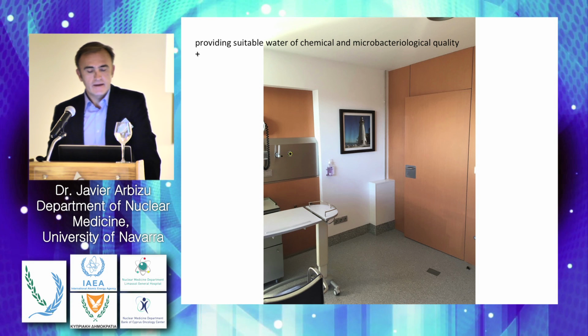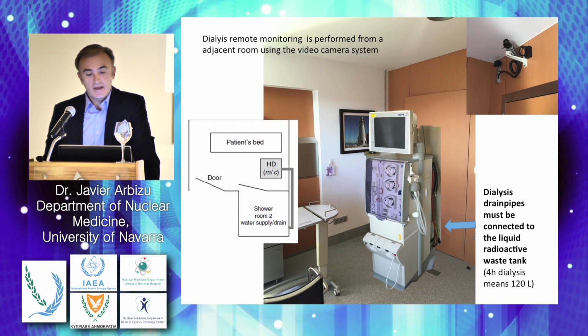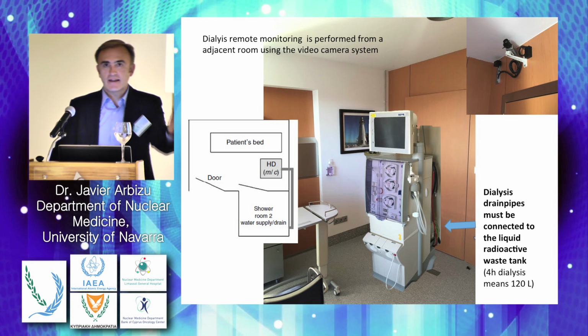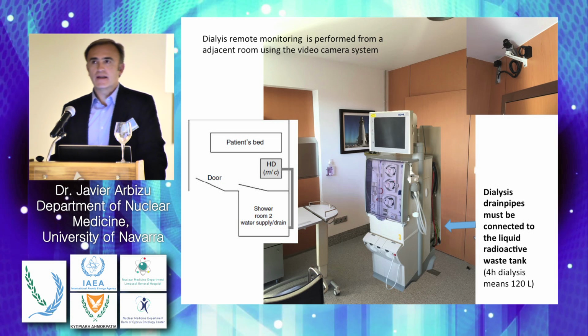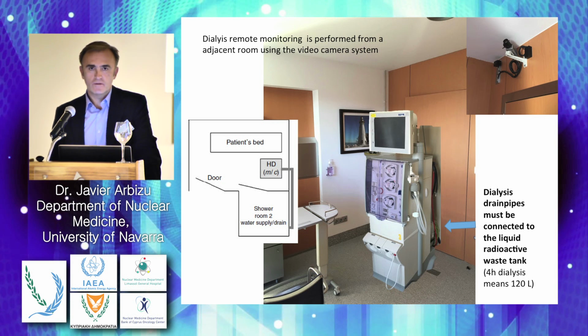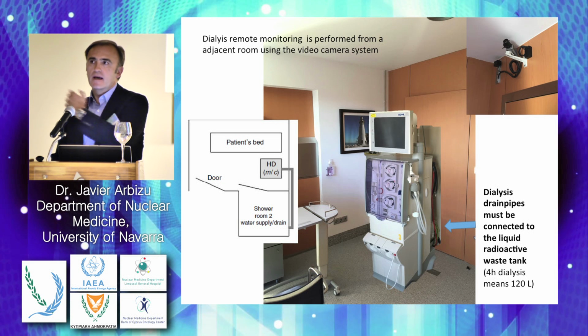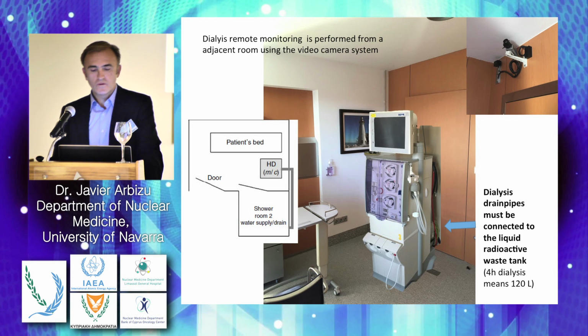So this is another picture. Here are the pipes, providing suitable water of chemical and microbiological quality. Second, here you have the machine. We have taken the machine from this other room. And of course, we need to check the screen, but from outside this room. So the dialysis personnel should be outside the room, close to this, and using this camera, we can do that.